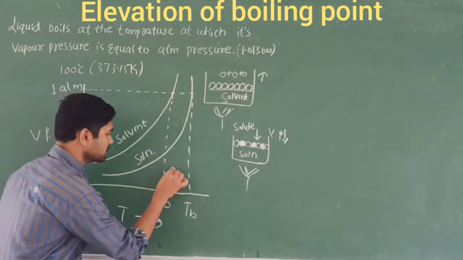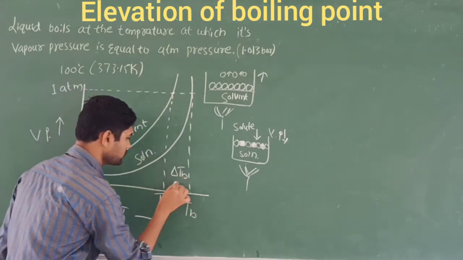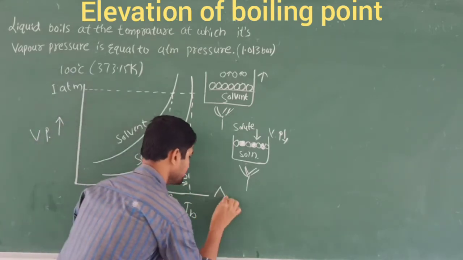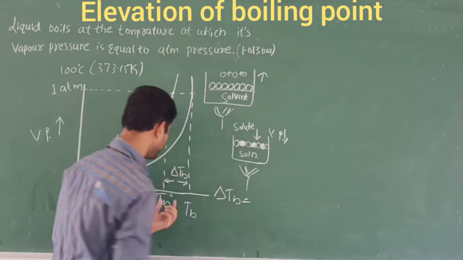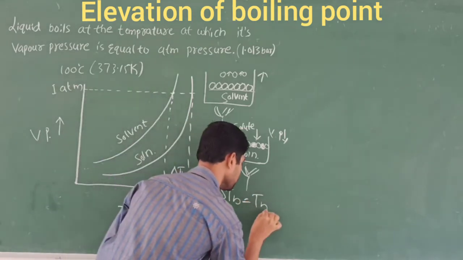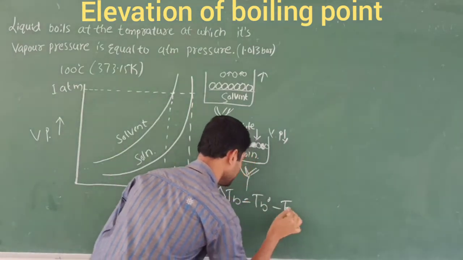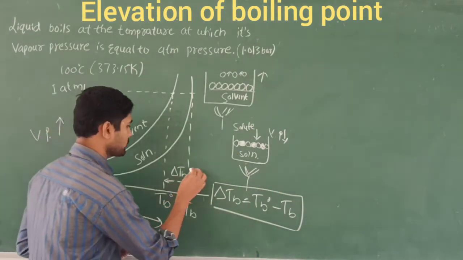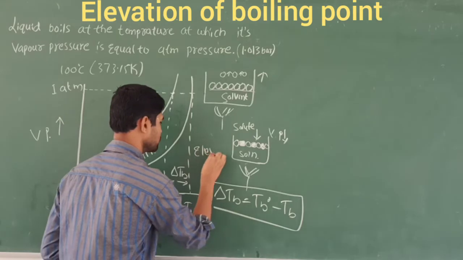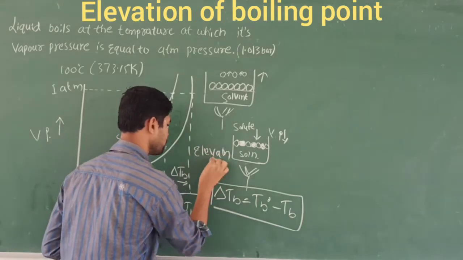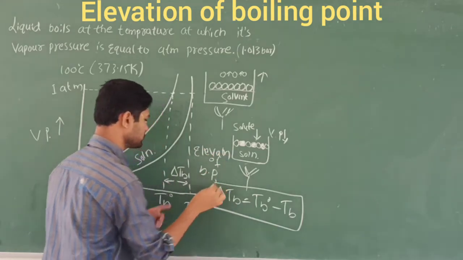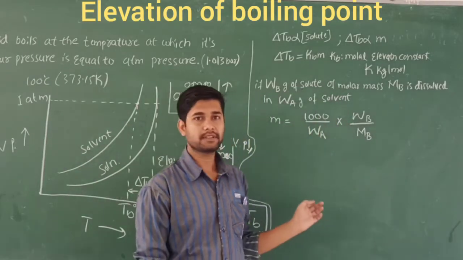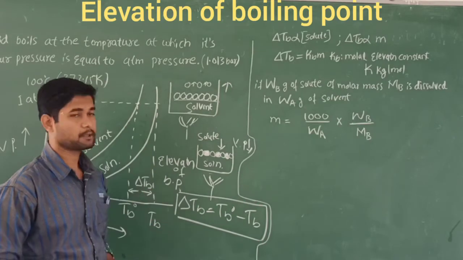And this difference we call delta TB. That is, delta TB equals TB minus TB naught. This I call the elevation of the boiling point. This is delta TB. After this, let's continue with the derivation of the elevation of the boiling point.